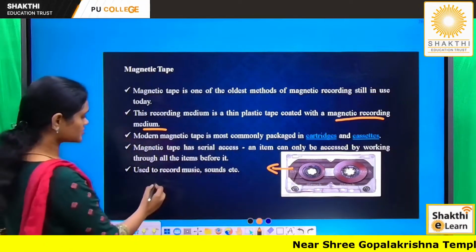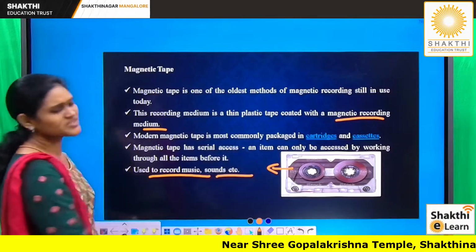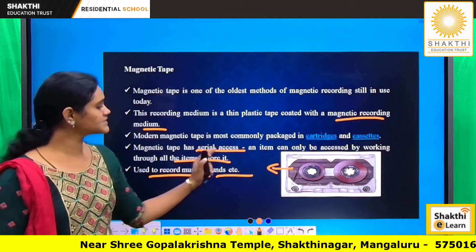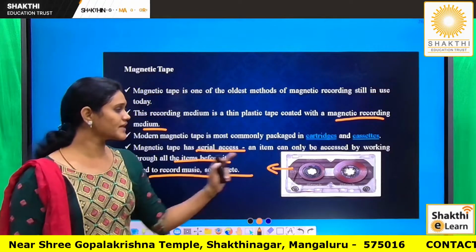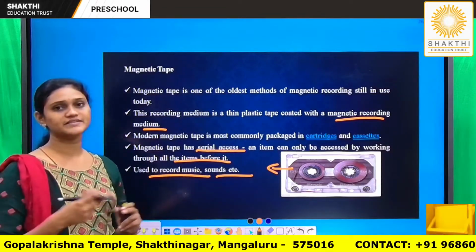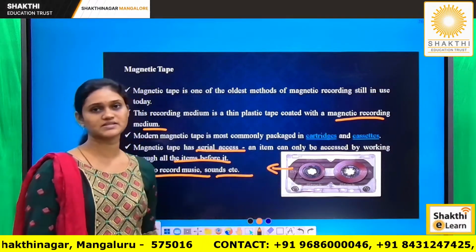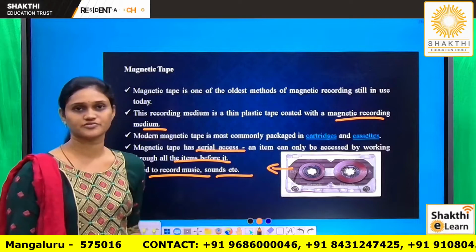And why is it used? To record music and sound. Now no one uses it; it was an earlier version. Magnetic tape has serial access. That is, an item can only be accessed by working through all the items before it. Sequentially it will be accessed. And this is the most common example, and it's already seen by most of you.